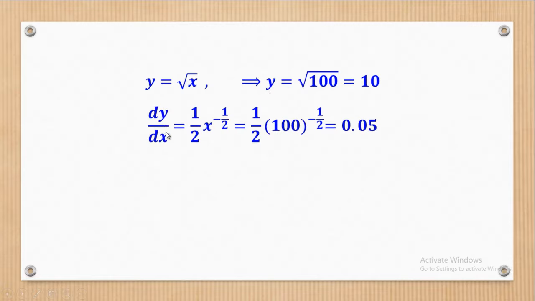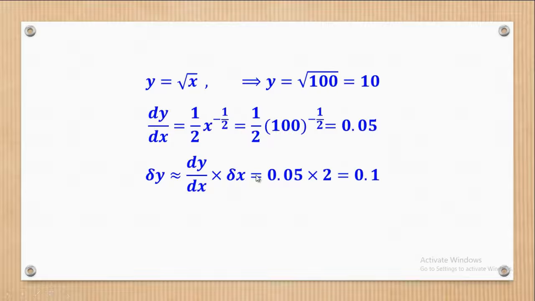So I'll differentiate y to get this. This is the same as x to power a half. When you bring down the power, it will be a half. Reduce the power by 1, it will be a half minus 1 to give you negative a half. When you substitute for x, you'll come up with 0.05 as dy dx.